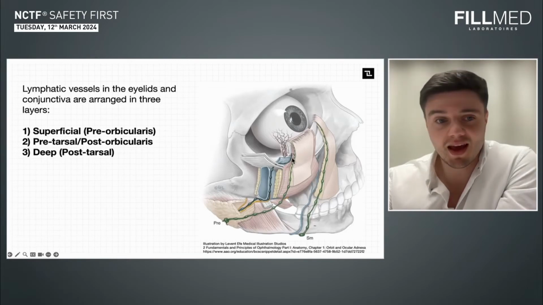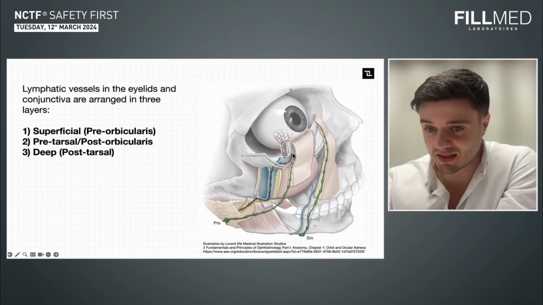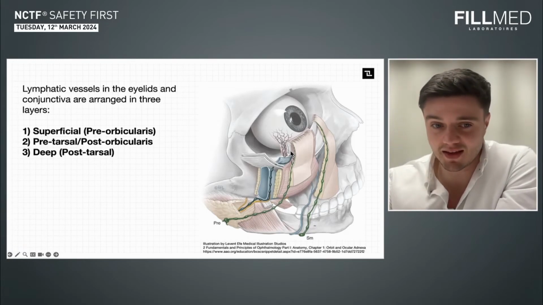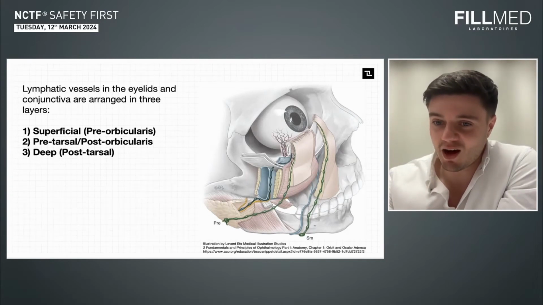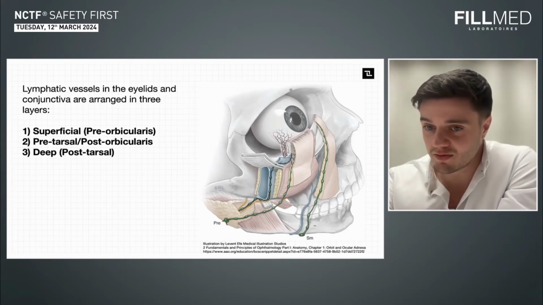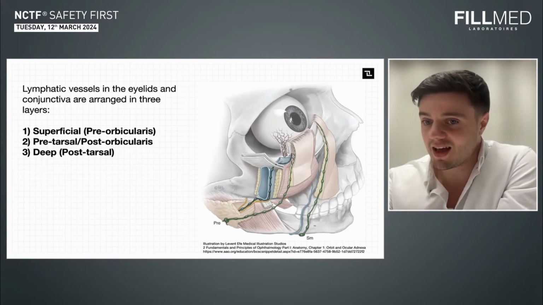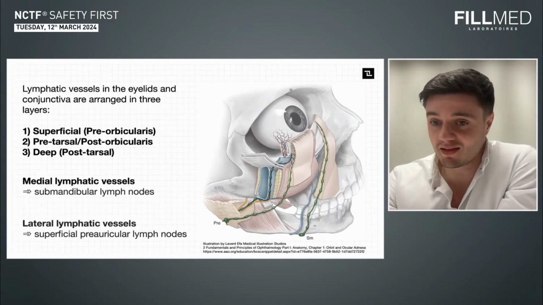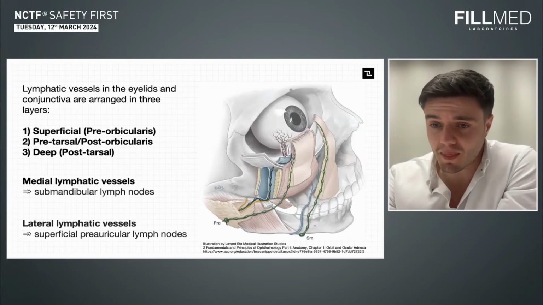And here you can see very nicely how the superficial lymphatic system is coursing just below the skin, and the pretarsal lymphatic system is coursing just below the orbicularis oculi muscle. And you can really imagine how you can injure those lymphatic vessels if you scrape along the periosteum, for example, with a cannula, and this will ultimately impair lymphatic drainage and increase the risk of edema.